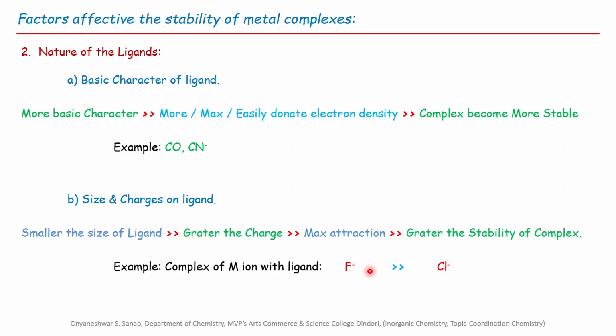Out of these two ligands, the fluoro ligand is smaller in size because it is present at the top in the group of the halogen family, and chlorine is in the second position in the group. The size of the chloride ion is larger than that of fluorine, and that's why whatever electron density there is, is spread over a larger area than that of fluorine. And that's why fluorine easily donates electron density to the metal atom during the formation of coordinate bonds or dative bonds. And that's why the complex of the fluoro ligand is more stable than the complex of the chloro ligand with the same metal atom or ion.